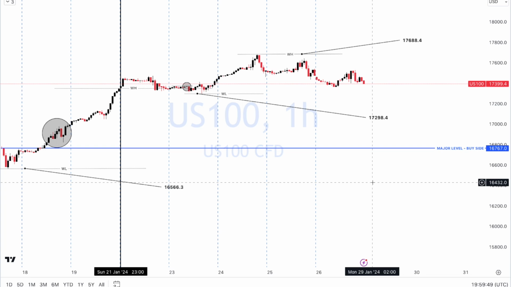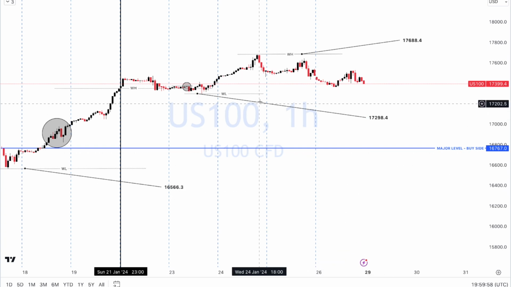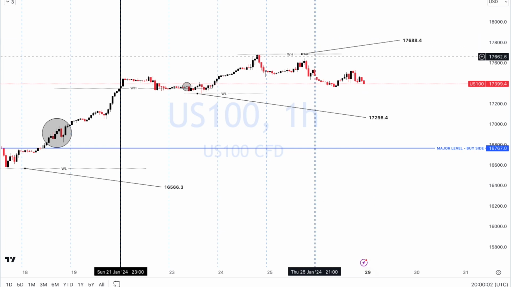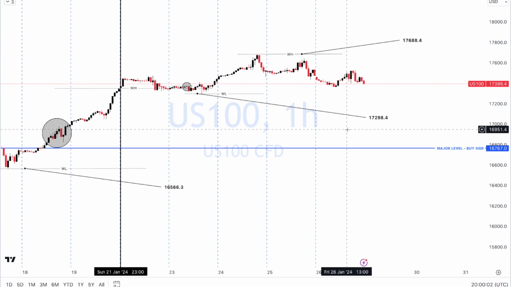And then what we're going to do is pick up again next weekend, where we're going to be analyzing the NAS again, and then we're going to see what took place. Did it take out the weekly low, or the weekly high, and if it did, how did you enter the market?